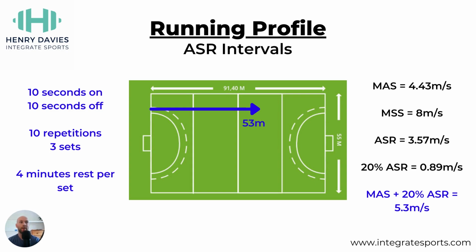And we're going to do 20% anaerobic speed reserve intervals, which is, if we take 20% of that 3.57, it's 0.89. We then take a mass score of 4.43, add back on 20% of our anaerobic speed reserve, and we've got 5.3 meters per second as our intensity prescription based off of anaerobic speed reserve. Then what we do, that 10-second interval, very simply, 10 seconds at 5.3 meters per second gives us 53 meters as a target distance in that time. A lot of maths, but hopefully that is relatively clear and visual using the pitch there, so you can see how that all fits together.